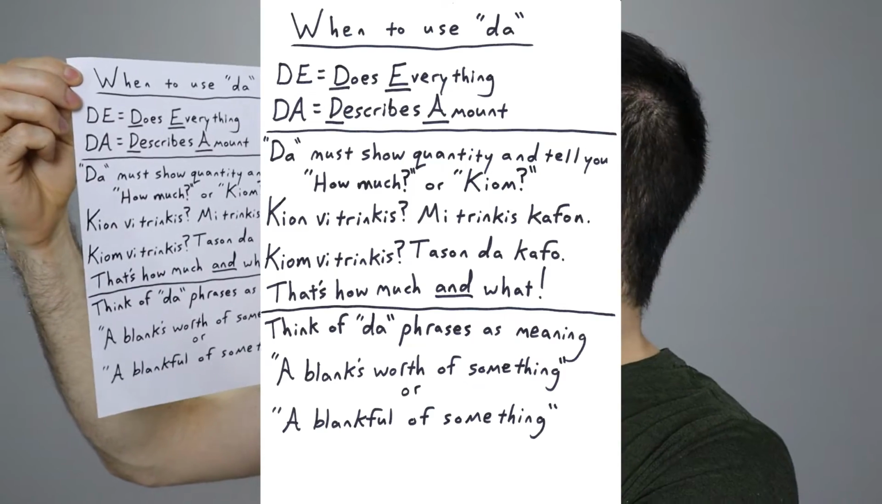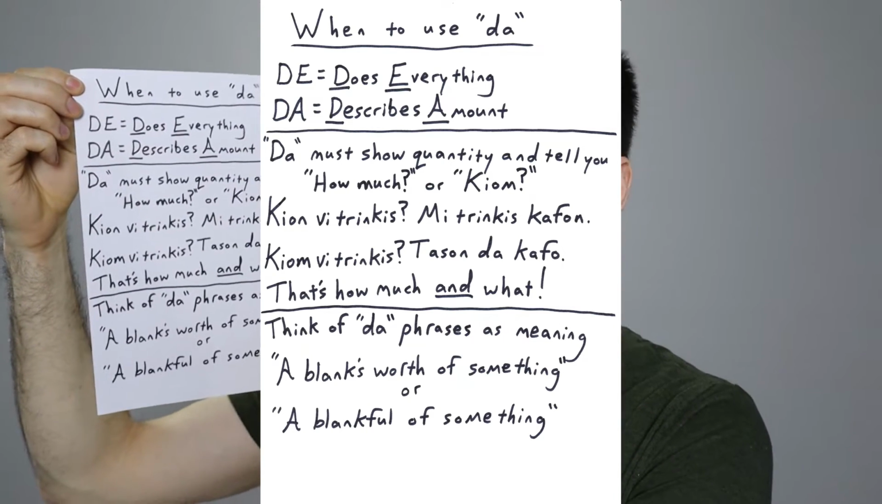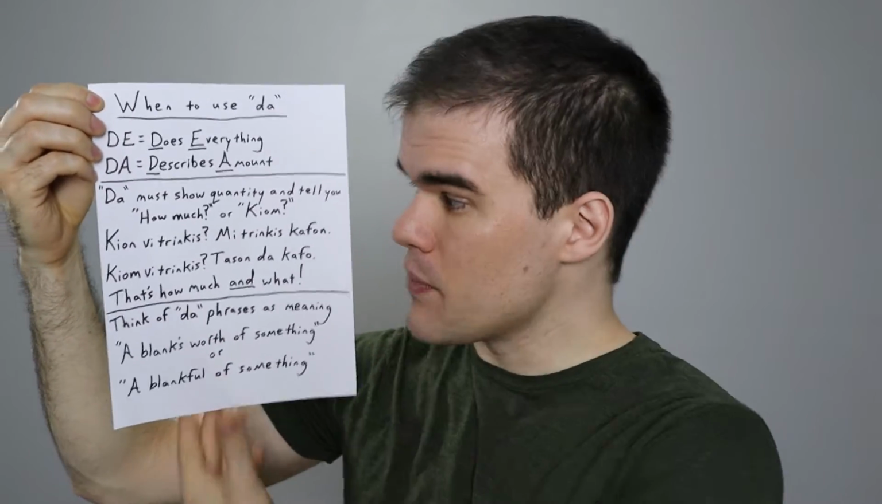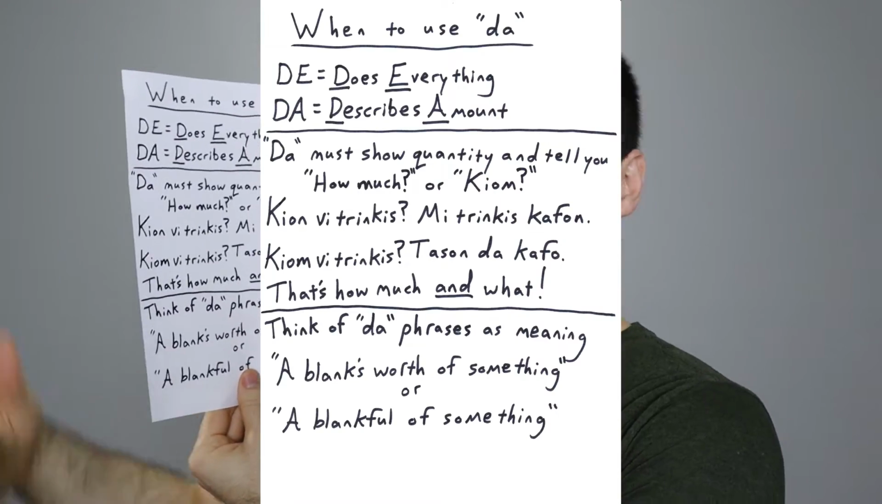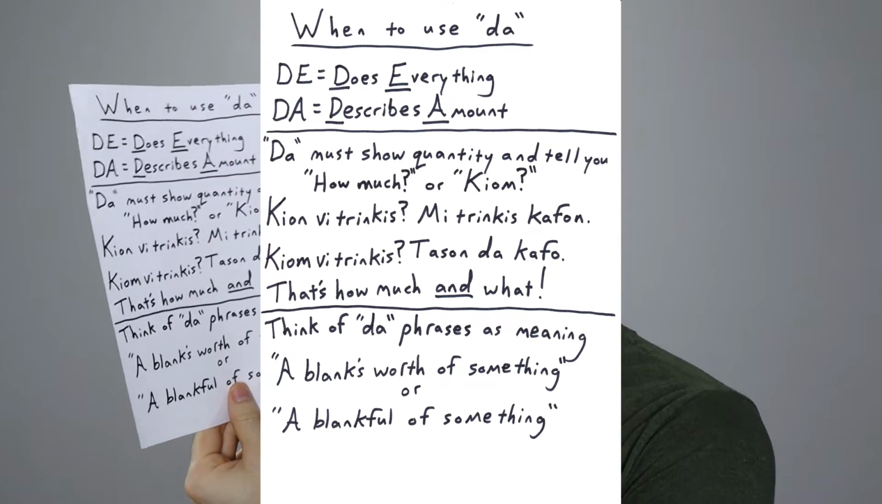Da must show quantity, and it must tell you how much of something, or kiom. It can also tell you what the thing is, but on top of saying what it is, it'll also say how much of what it is at stake or in use. For example, if someone asked, oh, kion vi trinkis? Oh, what did you drink? You could simply say, mi trinkis kafon.